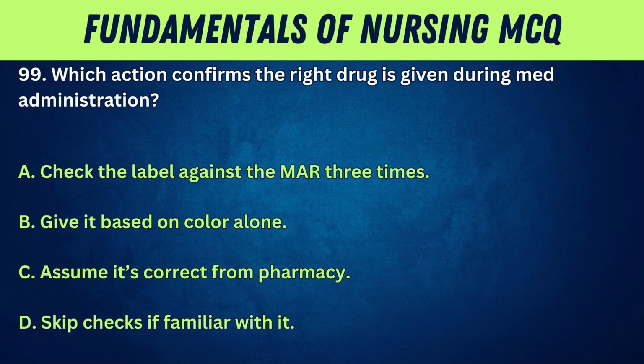99. Which action confirms the right drug is given during med administration? A. Check the label against the MAR 3 times. B. Give it based on color alone. C. Assume it's correct from pharmacy. D. Skip checks if familiar with it.